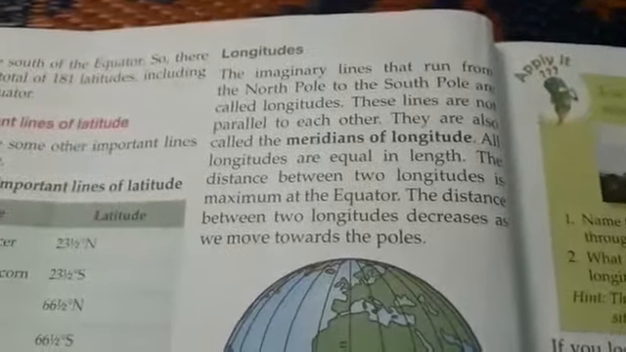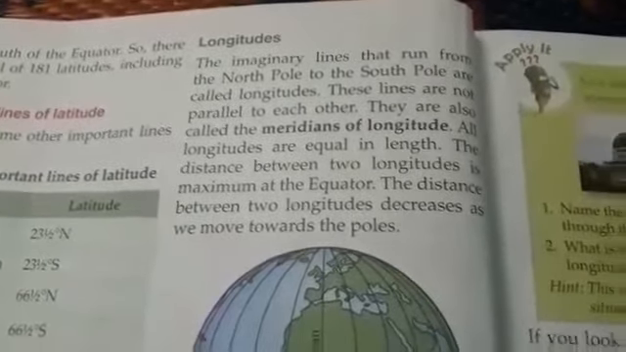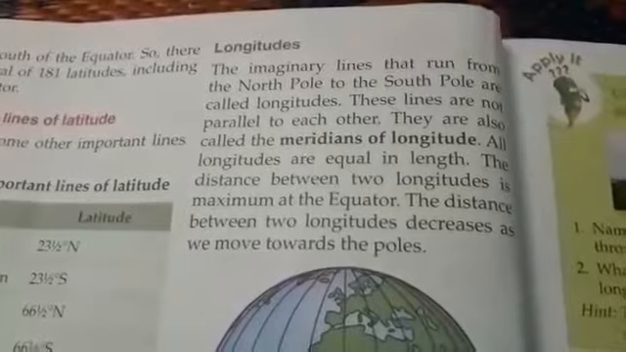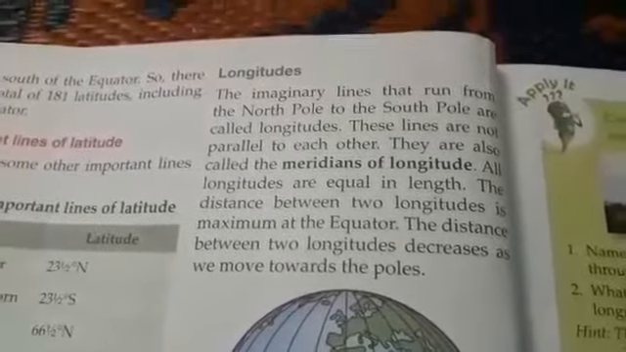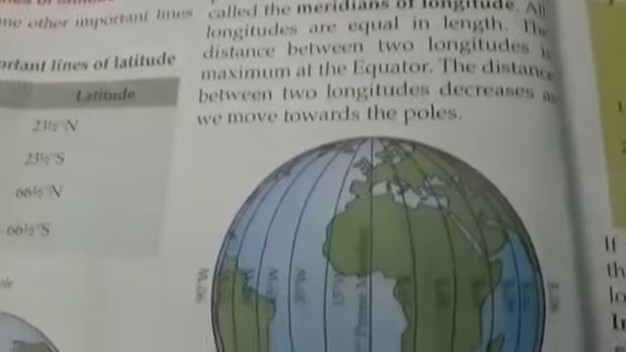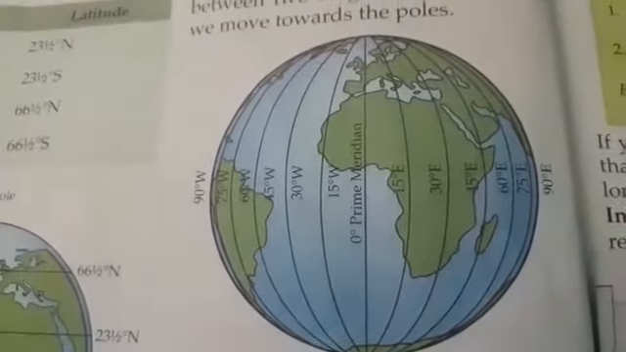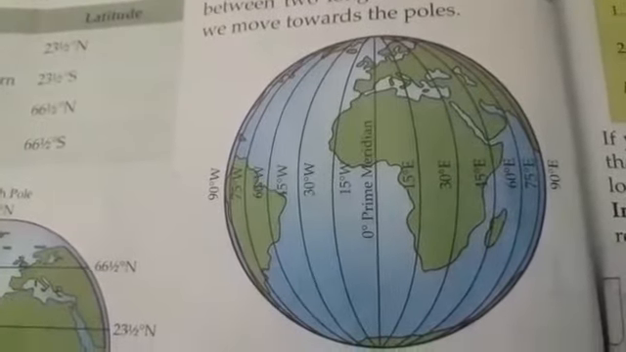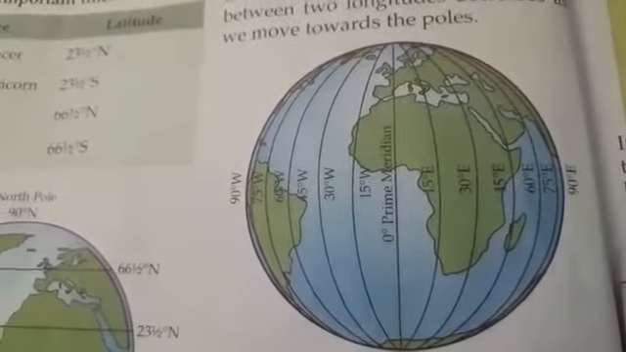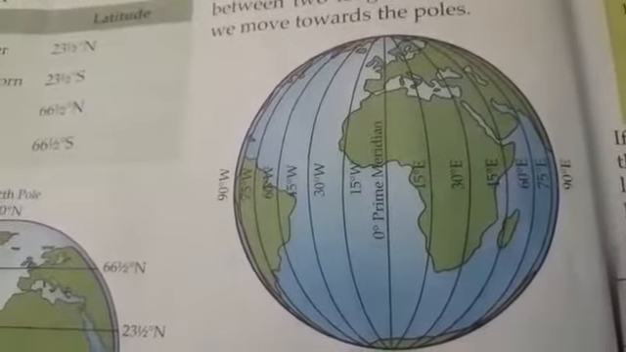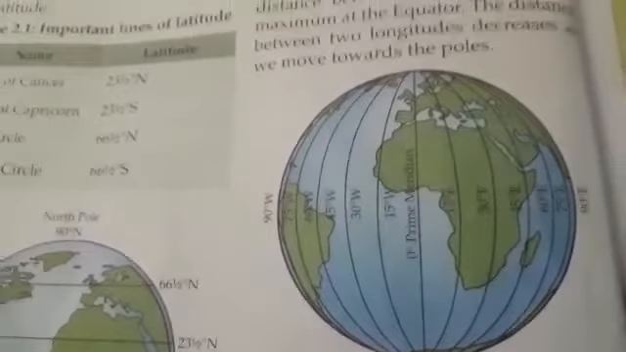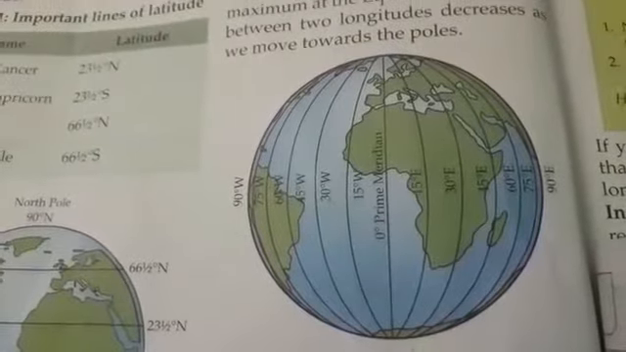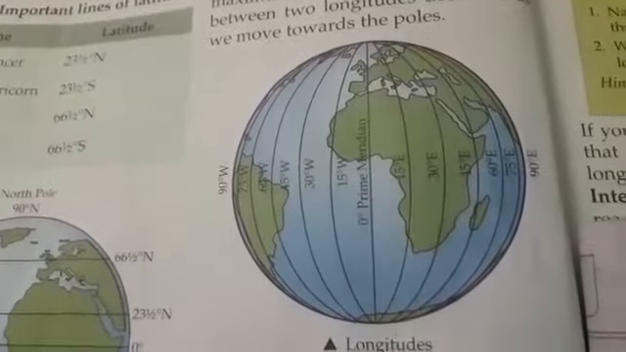Now, coming to the topic longitude. Longitudes are the imaginary lines that run from north to south. You see this picture? These are the longitudes that are running from north to south. Now, how is this longitude being drawn? See this picture.